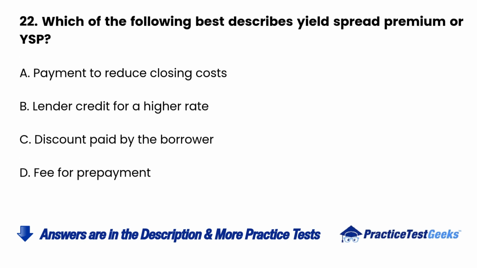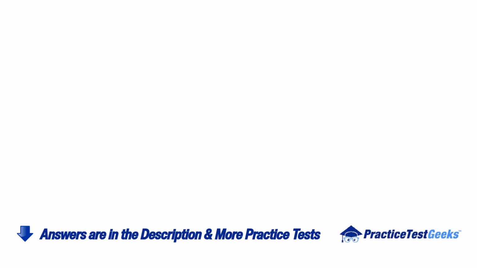22. Which of the following best describes yield spread premium or YSP? A. Payment to reduce closing costs. B. Lender credit for a higher rate. C. Discount paid by the borrower. D. Fee for prepayment.